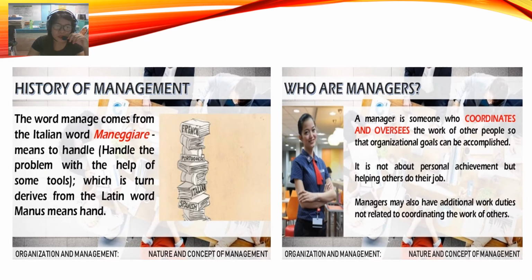Who are the managers? A manager is someone who coordinates and oversees the work of other people so that organizational goals can be accomplished. It is also not about personal achievement, but helping others to do their job. Managers may also have additional work duties not related to coordinating the work of others.